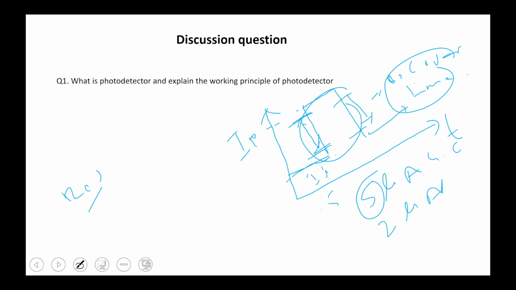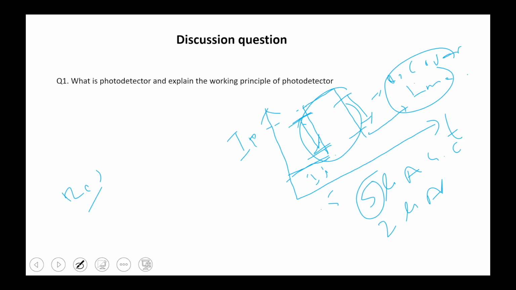Any question on this? Anything? Another performance parameter? Does anyone else know? Apart from responsivity, what can we calculate in a photodetector?